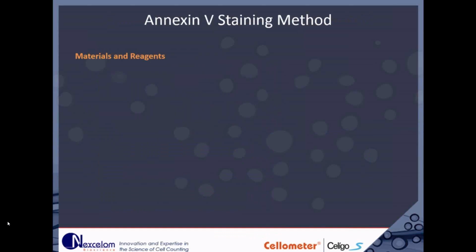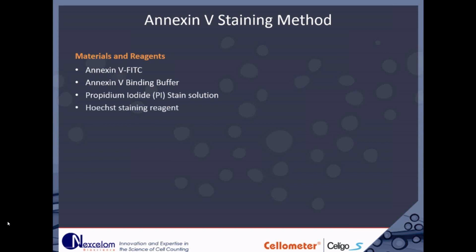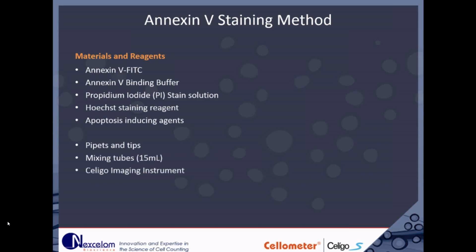For the plate that we're going to show you today, the reagents that we used are the Annexin 5 FITC, the Annexin 5 binding buffer, propidium iodide staining solution, Hoechst staining solution, and the apoptosis inducing agents. You'll also need some pipettes, tips, tubes for mixing the reagents, and the Celigo imaging instrument.